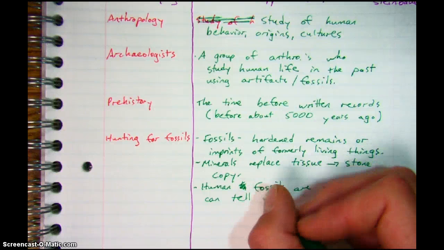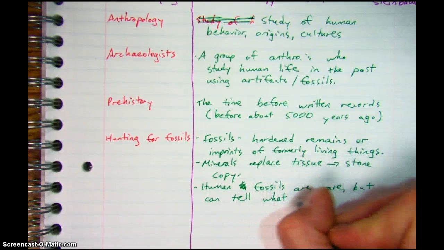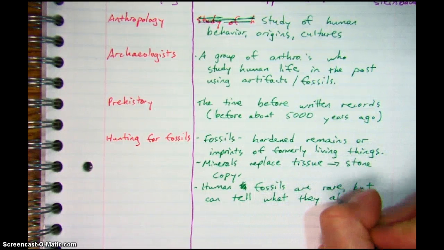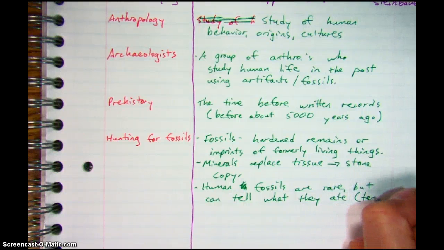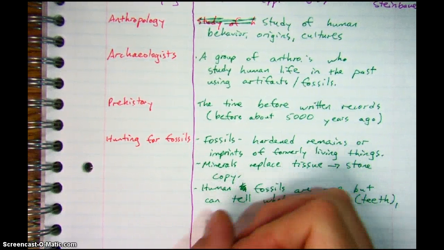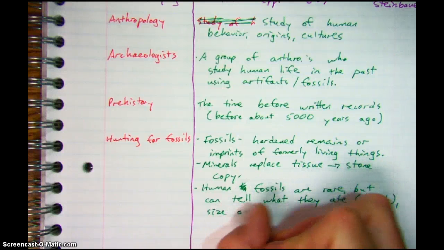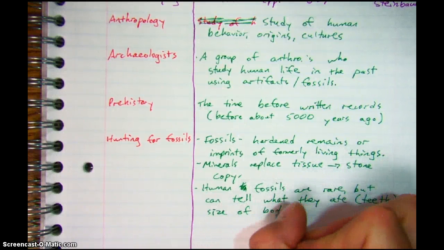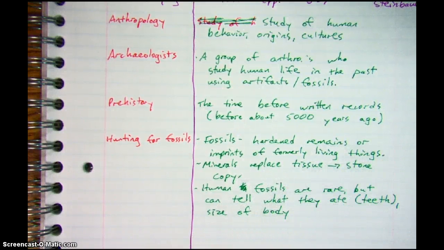But they can tell what they ate, and that would be from looking at and analyzing their teeth, and the size of the body. It could be the size of a skull. It could tell us how large the brain capacity was and all sorts of things like that.